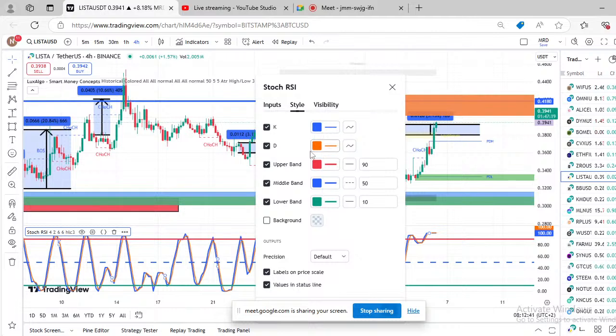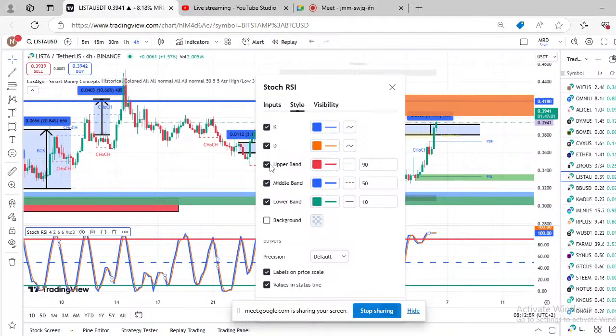We have the D, which is the signal line, the signal moving average. This is the D, and it is in orange color. You can see it. It is moving with the blue one. So these are the moving averages that you are seeing. So it is K and D.